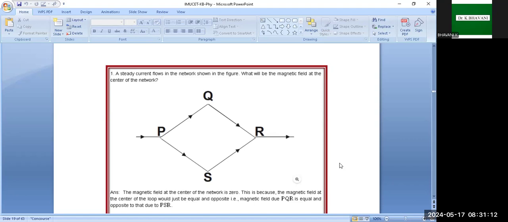So in this diagram, in PQR one direction of current is moving, and in PSR another direction of current is moving. So PQR is equal to PSR. That means the magnetic field at the center of the network is 0, because the magnetic field due to PQR is equal to and opposite to that due to PSR.